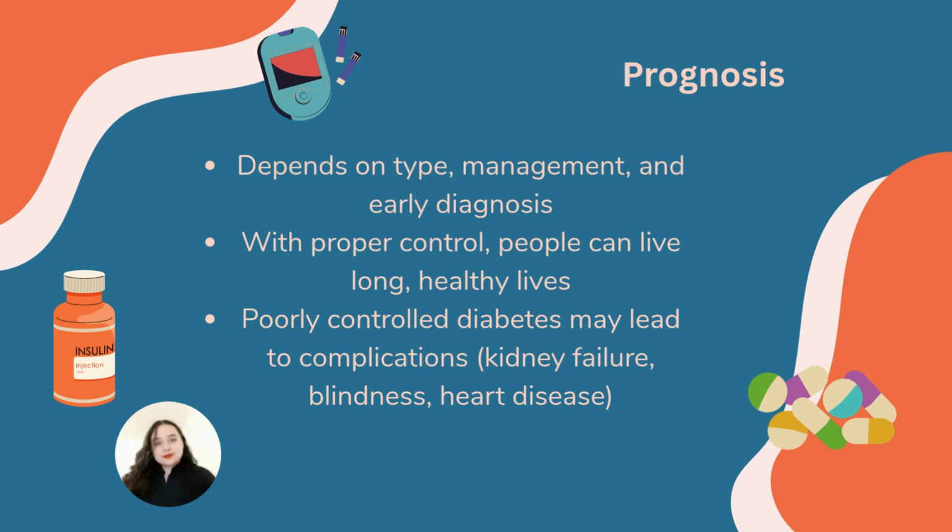Now, for the prognosis for people with diabetes, it depends on the type of diabetes, how early it is diagnosed, and how well it is managed with treatment. But with proper treatment, many people with diabetes can live long and healthy lives. However, if it's not controlled, diabetes can lead to serious complications such as heart disease, kidney failure, vision loss, etc. Early detection and consistent treatment are important.